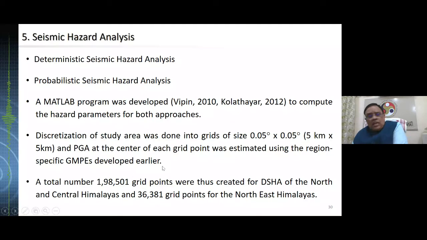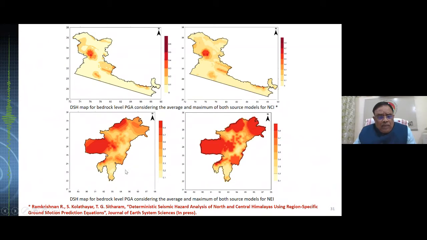So coming to the hazard analysis, as I told you, we carried out a DSHA and probabilistic analysis. We have written our own programs, which were verified with the standard programs as well. We discretized the entire study area into 0.05 degree by 0.05 degree, that is, 5 kilometer by 5 kilometer grids. PGA at the center of each grid was estimated using region-specific GMPEs developed earlier. The total number of grid points thus created for DSHA was large for the North and Central Himalayas, and 36,000 grid points for the Northeastern Himalayas. The map was produced here, and this is going to appear in the Journal of Earth System Science, which is already in press. It means it's accepted and in press.